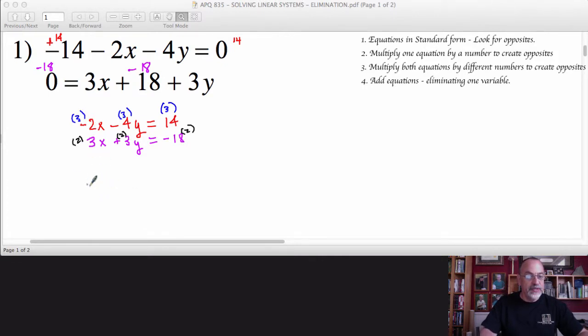So the 3 times the negative 2 is negative 6x. The 3 times the negative 4 is negative 12y. Oh, that 2.